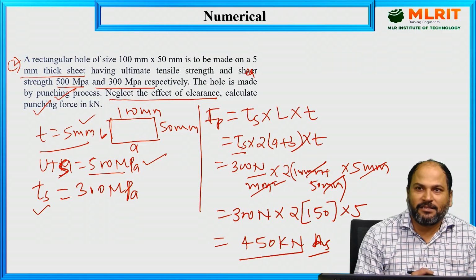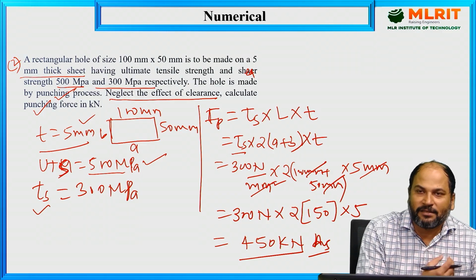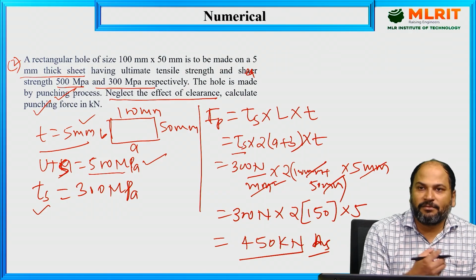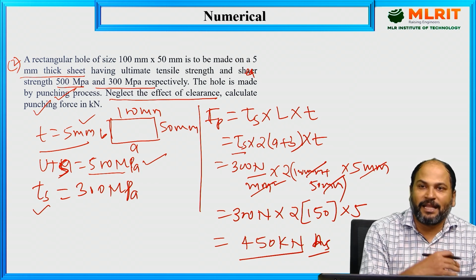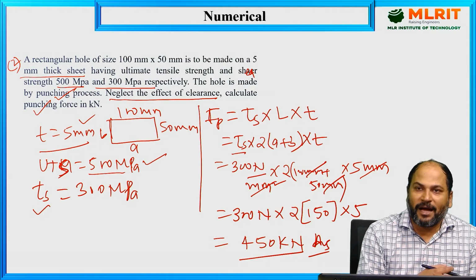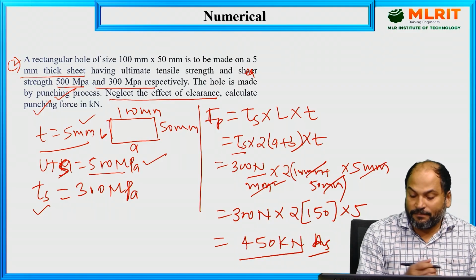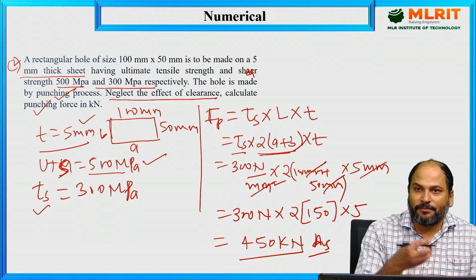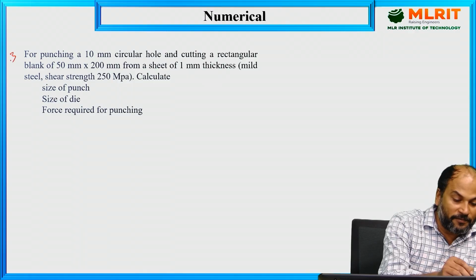So that's quite easy. The only thing is, in the last numerical that we solved, the blanked out part was a disc shape. In this one it is a rectangular shape. So what is the difference? The difference is only in the perimeter. In that case it was pi into d, because it is a circular shape, so pi into the diameter of that circle. And here, as it is a rectangular shape, we have written the perimeter as 2 times its length plus its breadth.